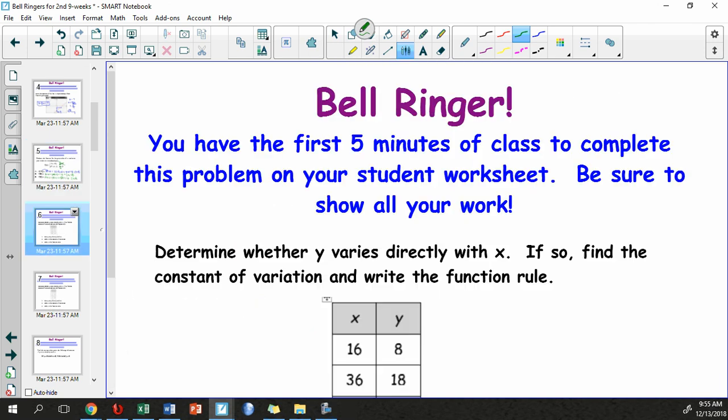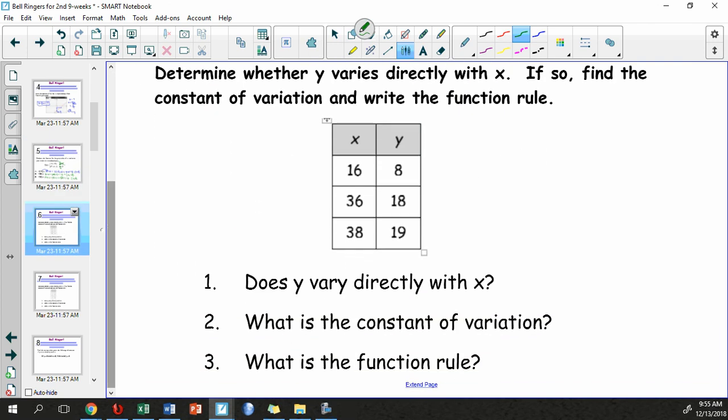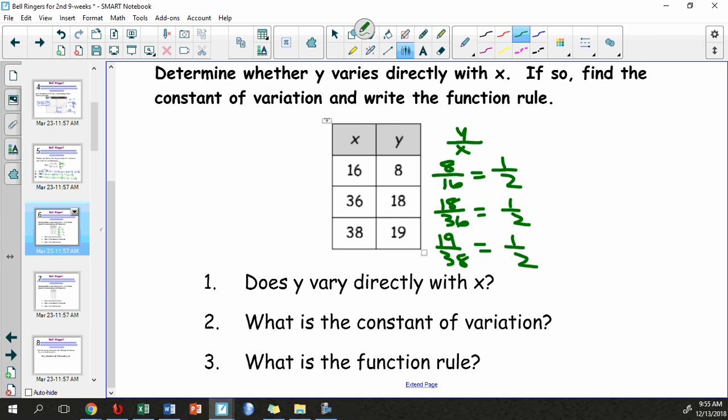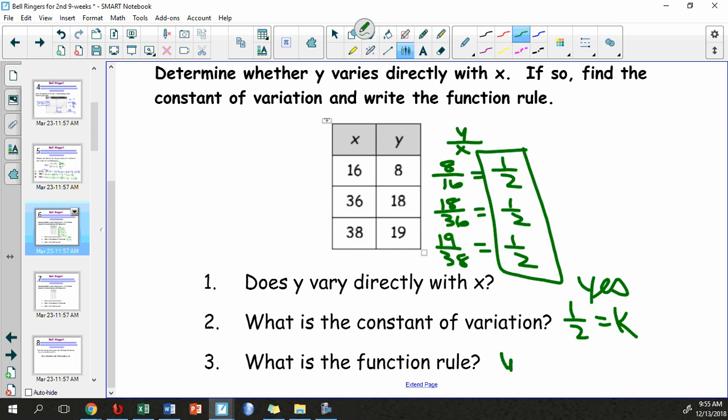Okay. Brings us to the next one. Determine whether y varies directly as x. If you recall, you had to take and divide y by x. So 8 divided by 16 is going to give you 1/2. 18 divided by 36 gives you 1/2. 19 divided by 38 gives you 1/2. Because all of these match, yes, y does vary directly with x. And what is the constant of variation? It is 1/2, your k value. And what is the function rule? That's going to be y is equal to kx, which would imply that y is equal to 1/2 x.